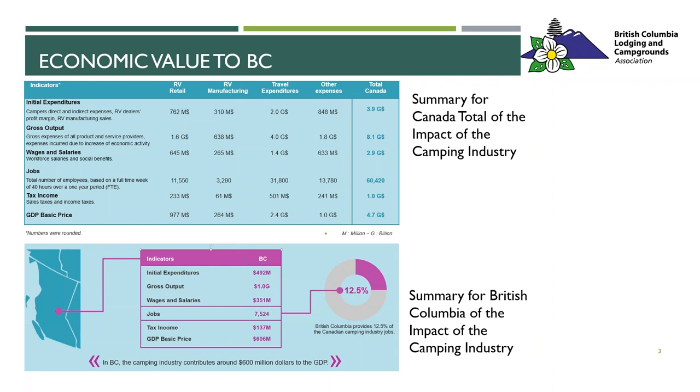Overall, in 2014, the camping industry had a total tax reach of more than $1 billion, which was previously reported. It employed about 60,000 people Canada-wide, of which 7,200 are located in British Columbia, and the GDP in BC for that year was around $606 million.